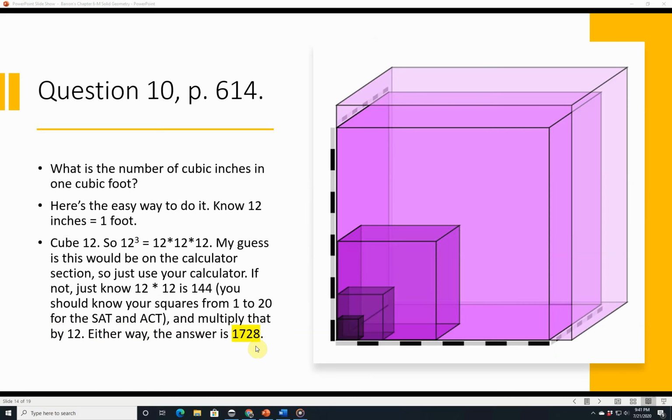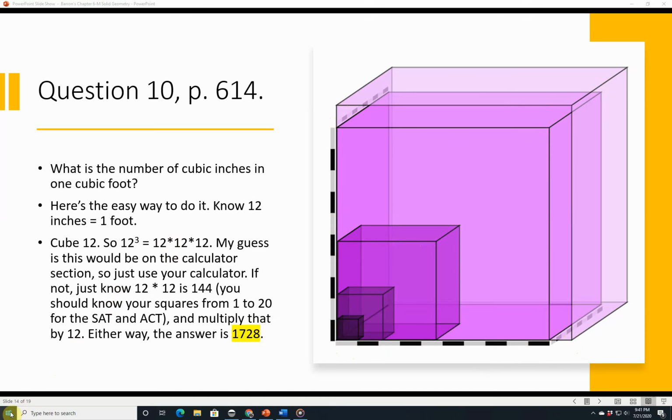So, question 10. What is the number of cubic inches in 1 cubic foot? Here's the easy way to do it. Know that 12 inches is equal to 1 foot, and then you're just going to cube 12. So let's take this little diagram here. Ideally we'd have 12 here, but we don't. But you see the principle: if this is 1 foot, you can divide it into 12 inches, you can divide this edge into 12 inches, and you can divide this edge into 12 inches. So, 12 cubed is just 12 times 12 times 12.